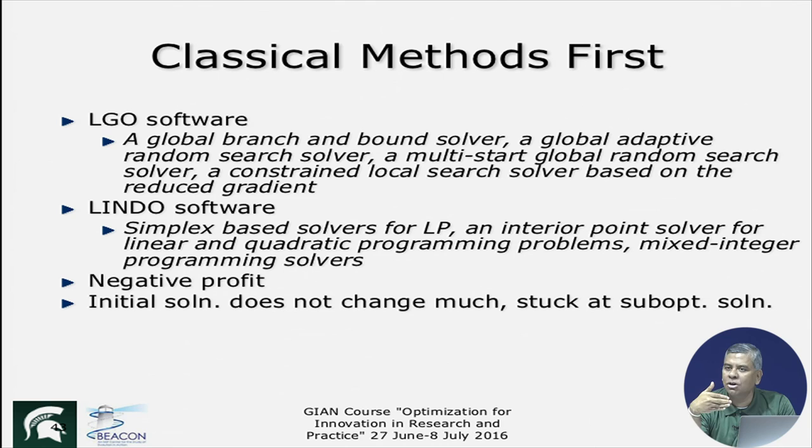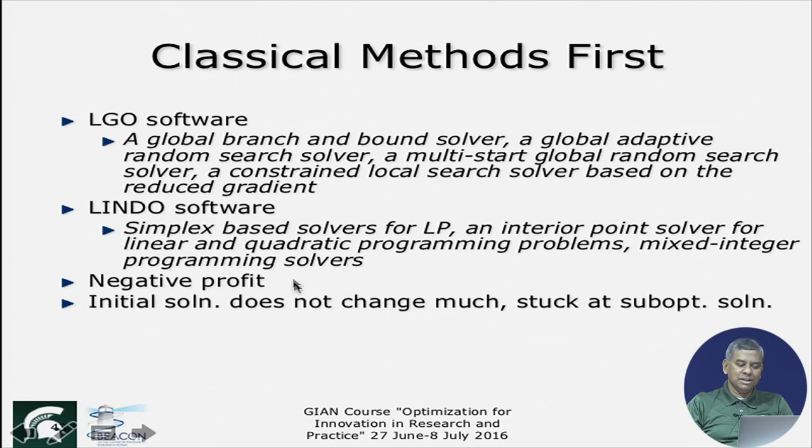So I've taken really good algorithms, and some of the variables are discrete. So like branch and bound, this method has global adaptive random search, multi-start global adaptive random search, a constrained local search, and simplex-based solvers. It actually approximates me as an LP. Then there are interior point solvers, linear and quadratic procedures, all kinds of stuff in them. So we use these two softwares.